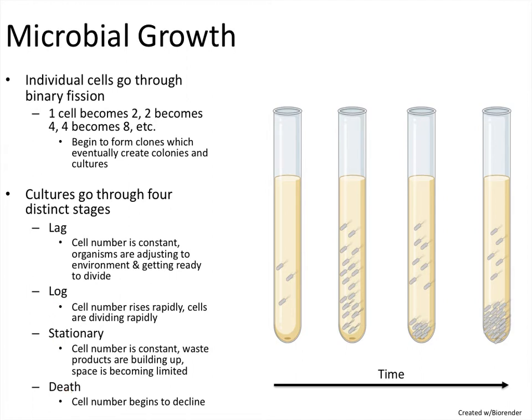The stages are called the lag phase, the log phase, the stationary phase, and the death phase. And each of these stages has essentially a unique characteristic, or a unique set of events, in terms of what's going on with the population number.